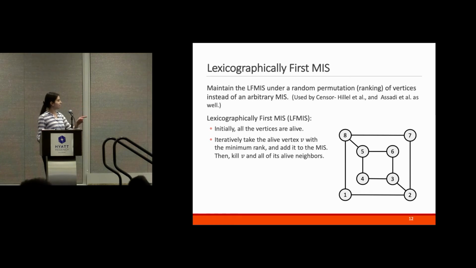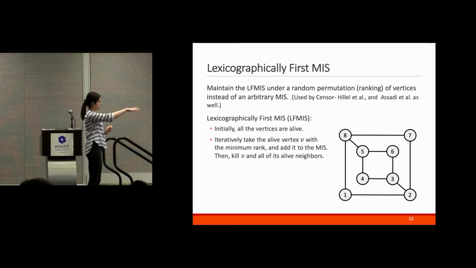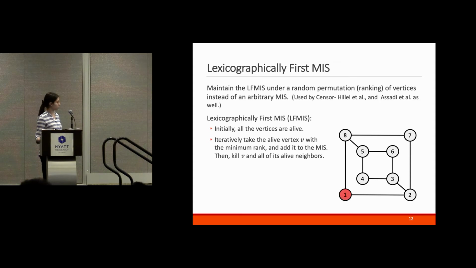Then iteratively, we take the alive vertex with the minimum rank. As I said, ranks are random. And here, the number on each vertex is its rank. So the first vertex to join the MIS will be 1. Then after this vertex has joined the MIS, we kill all its neighbors and itself. Then we repeat this. 3 will join, which has the minimum rank amongst the remaining, and kills its neighbors. 5 joins, and 7.